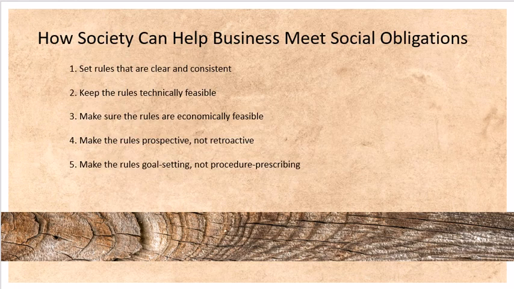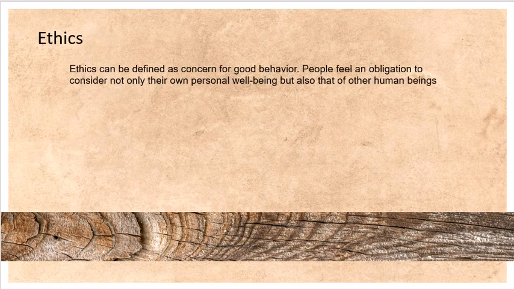Okay, so how society can help the business meet social obligation? So, set rules that are clear and consistent, keep the rules technically feasible, make sure the rules are economically feasible. Make the rules prospective, not retroactive. Make the rules goal setting, not procedure prescribing. So, ayan yung kailangan natin i-consider now for the social obligation.